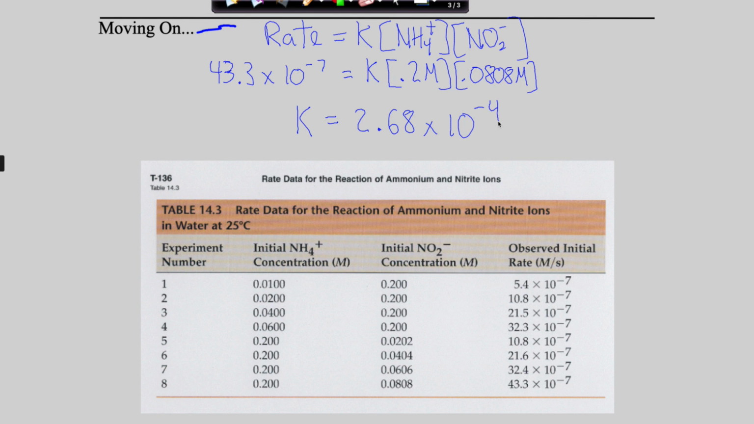It's called, you ready for this? Guys, don't miss this. This is the rate constant, but it's actually not constant. The things that change it are temperature, surface area, and catalyst.